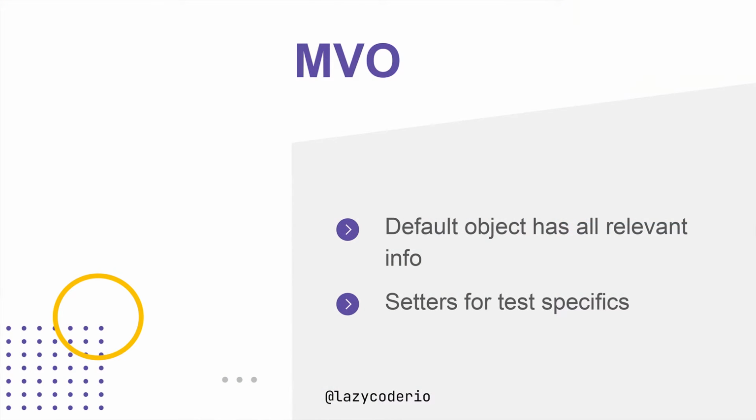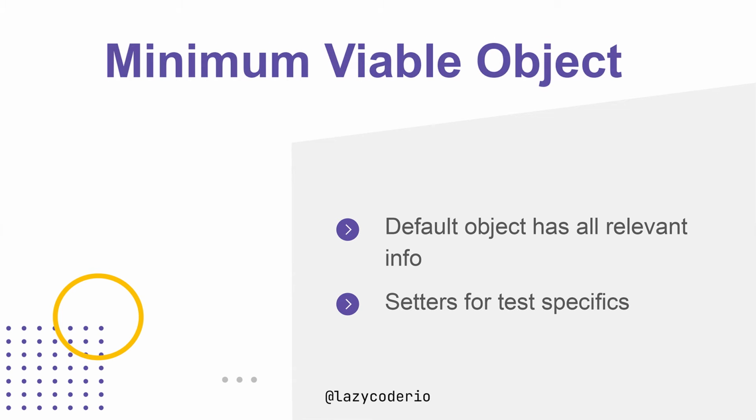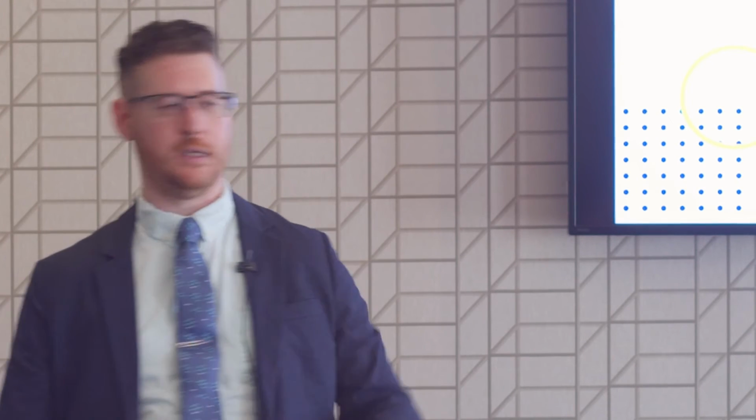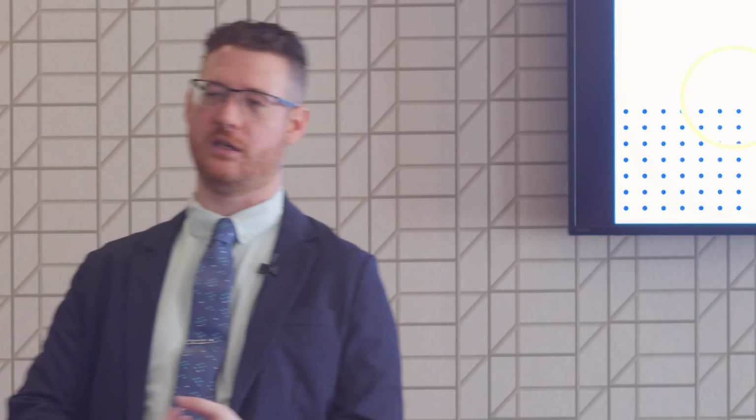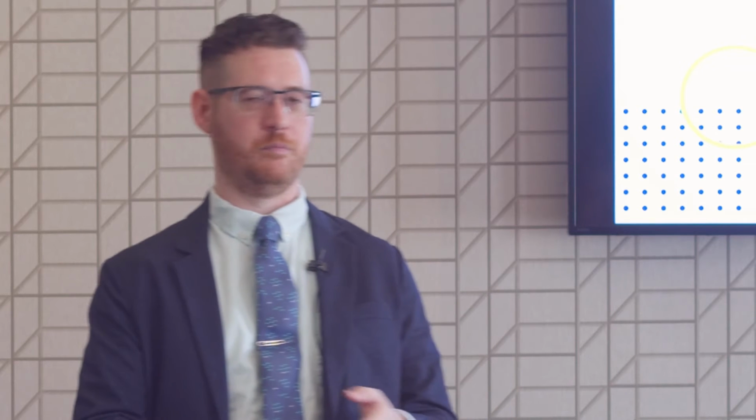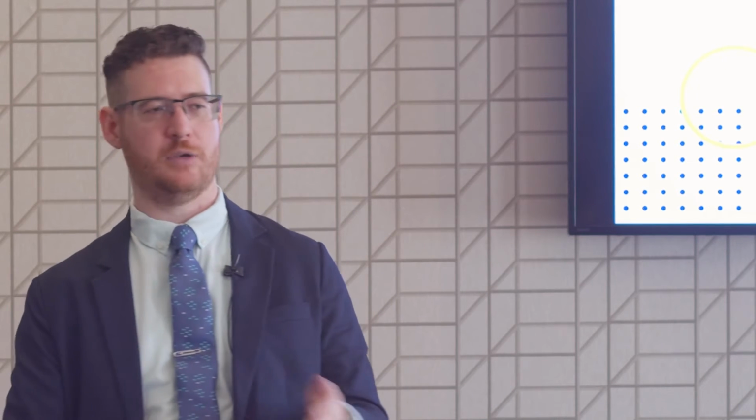An acronym I use is MVO. It's essentially a minimum viable object. Whenever I create a new object for my test, such as a user, new user, parentheses, nothing else associated with it, the object itself is created with all the necessary info: username, password, birth date, email address, first name, last name, et cetera, et cetera, et cetera. Everything that I would need for any particular test.